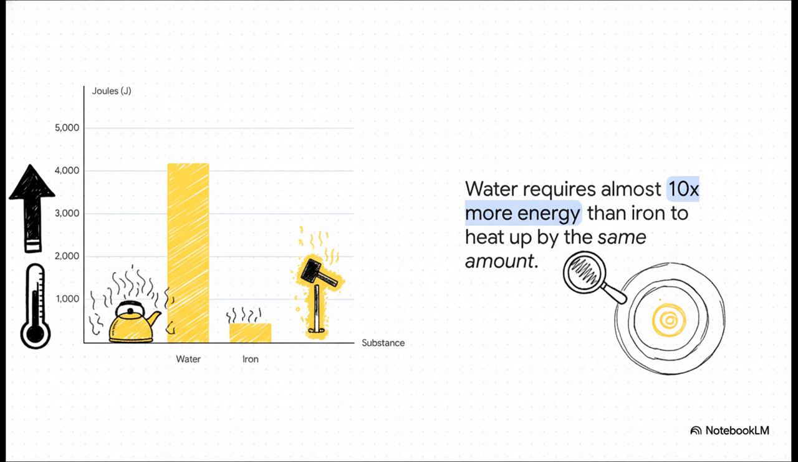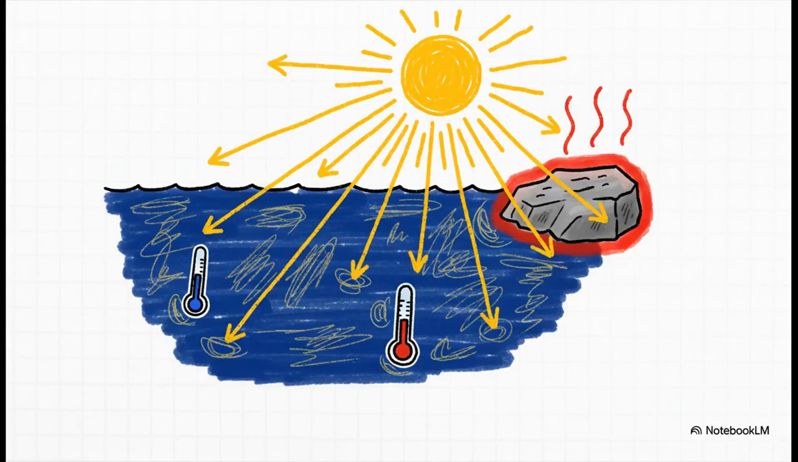And this chart makes the difference just staggering. Look at these numbers. To raise the temperature of 1 kilogram of iron by just 1 degree, you need 450 joules of energy. Okay, but to do the same thing for water, you need almost 4,200 joules. That's nearly 10 times as much energy. It's wild. And this is basically water's superpower. It can soak up and store these massive amounts of heat energy without its own temperature skyrocketing. This is exactly why our oceans play such a critical role in regulating the Earth's climate, and it's why that swimming pool stays nice and cool on a hot day.